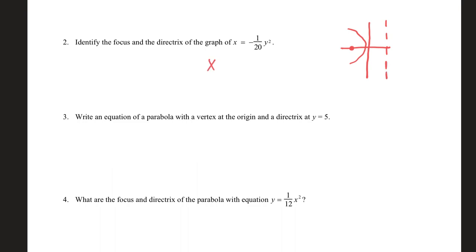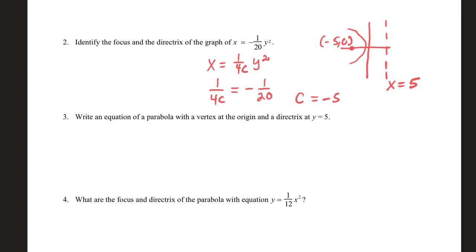I know the formula is x equals 1 over 4c times y squared. So I know that 1 over 4c has to equal negative 1 over 20. So c has to be negative 5 because negative 5 times 4 gives you negative 20. This will give us the focus. So the focus is negative 5 comma 0. And our directrix is x equals 5.